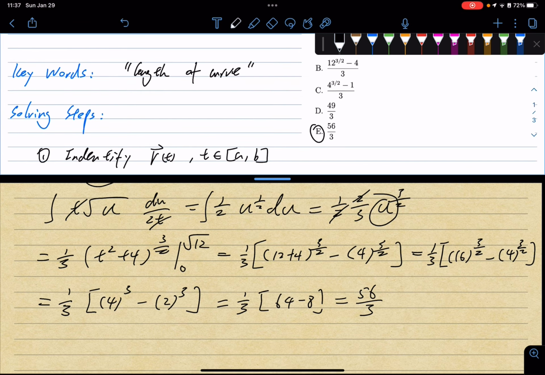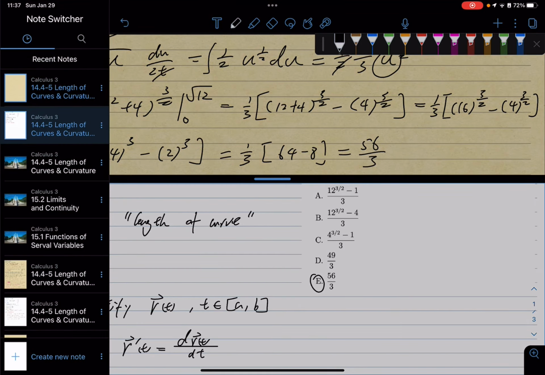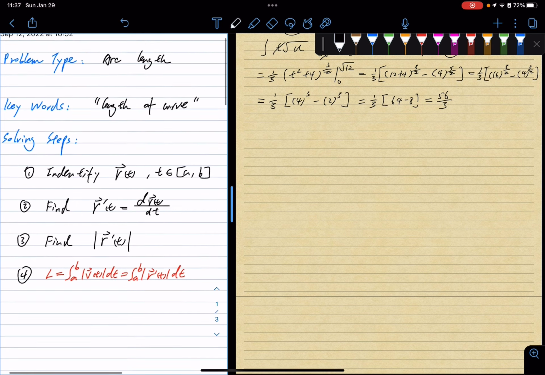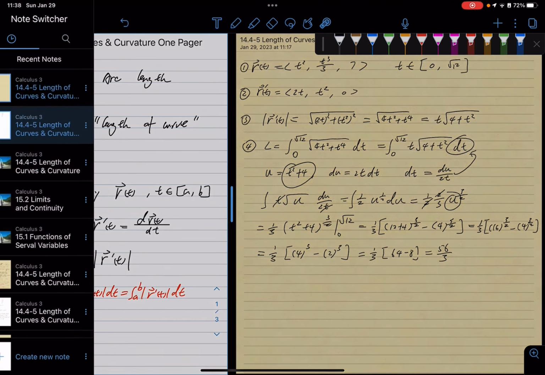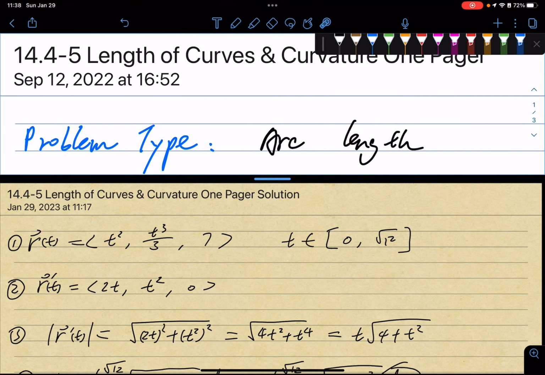Okay, so let's review this really quickly. This is a pretty straightforward problem, right? We find the r prime of t, we take the magnitude, and we just plug it into the equation and integrate. So that's pretty straightforward. And then let me go ahead and show you the next set of questions.